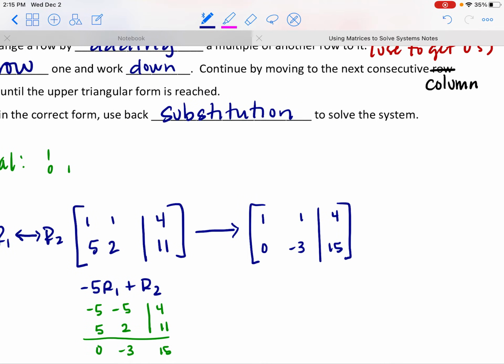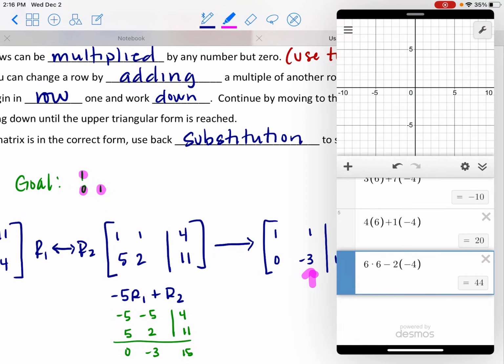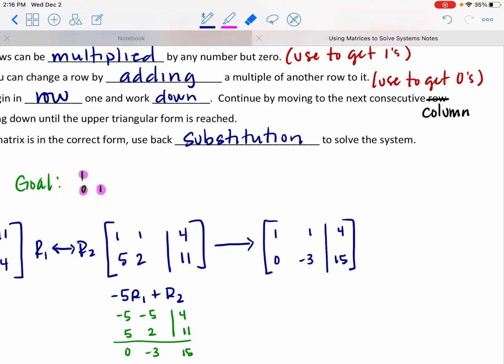Basically I'm done, but I'm going to go one more step just so you can see all the rules in play. If I got my 1 and then my 0, my last step would be to get a 1 there. So what can I do to make the negative 3 a 1? Well, I don't want to flip-flop the rows because that's going to mess up my first column. But I can divide it by negative 3, which is the same as multiplying it by negative 1/3 to make it a 1. So I will use the second rule there. That's the one I'm going to use to get my 1s. And so let me get rid of those.